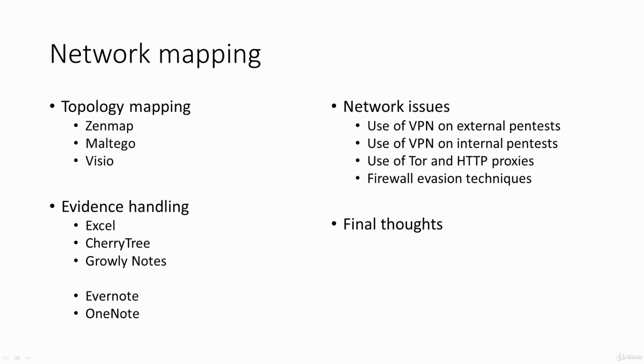Okay, so when you do a pen test and you collect evidence and have to maintain this attack narrative, everything should be stored, for example, in a chronological manner. So this order can be kept by some tree structure. For that we will have these two things, CherryTree and Growly nodes.